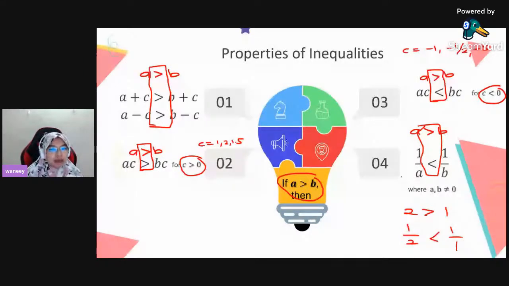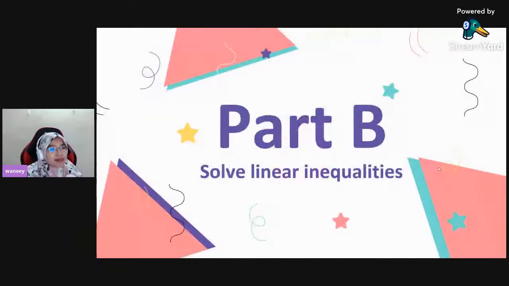Okay, so we only flip the sign whenever we are multiplying or dividing with some negative number, or if we are taking the reciprocal, if you are doing 1 over something. So those are the 4 properties of inequalities. Okay, next. Now we are going to use them to solve linear inequalities.